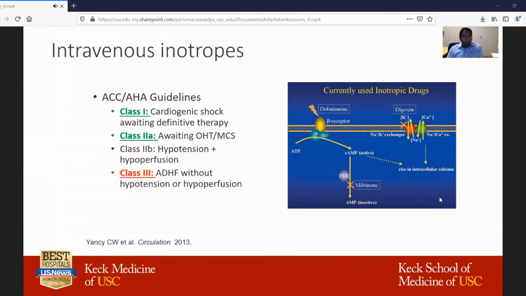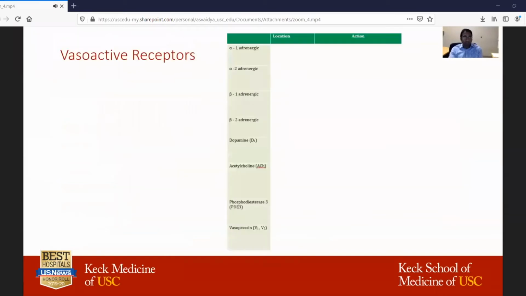Class 3 indications, it's important to know your class 1s and your class 3s. Class 3, the things that you should never do, is treat patients with acute decompensated heart failure with inotropes in the absence of hypotension or hypoperfusion. So importantly, they must show signs of shock before you introduce IV inotropes. Let's go a little bit deeper into them. I think these are something that you will all be using quite often. It's important to understand what targets are available to you as you're thinking about your options.